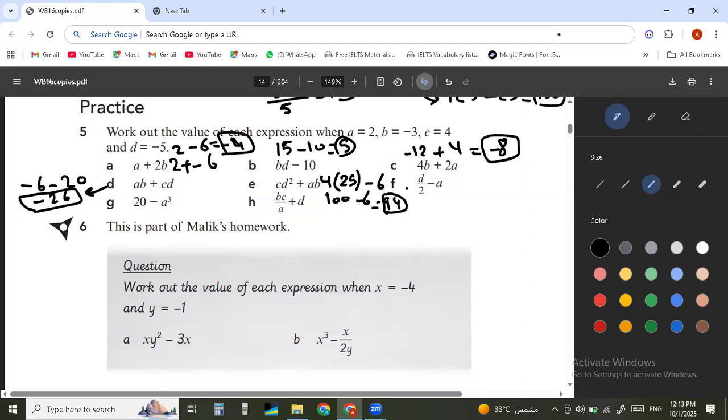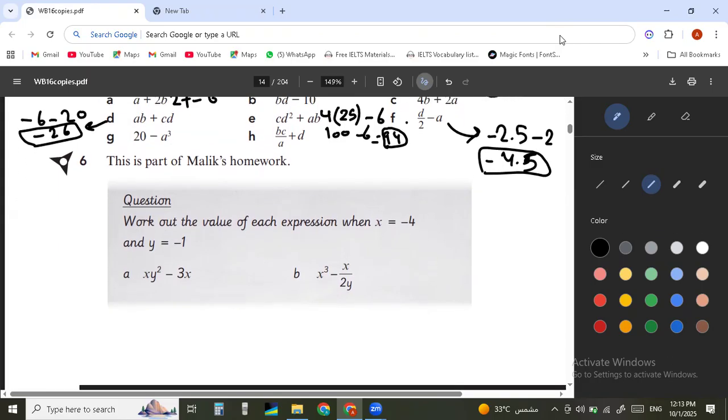Question F. D over 2, which is negative 5 over 2, which is negative 2.5. Okay. Minus A, which means minus 2, which is negative 4.5. Again, this question, D over 2. D is negative 5. Negative 5 divided by 2 is negative 2.5. The half of negative 5 is negative 2.5. So negative 2.5 minus A, which is 2. So negative 2.5 minus 2, they have the same signs, then add. 2.5 and 2 is 4.5. The sign of the bigger number is negative. So negative 4.5.